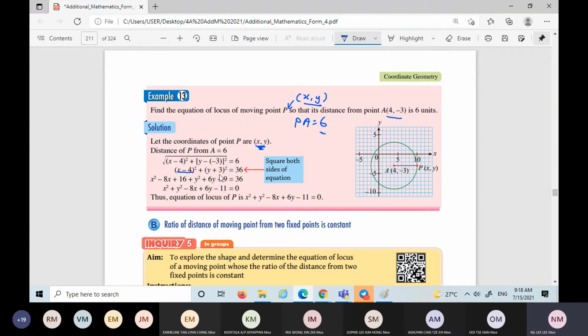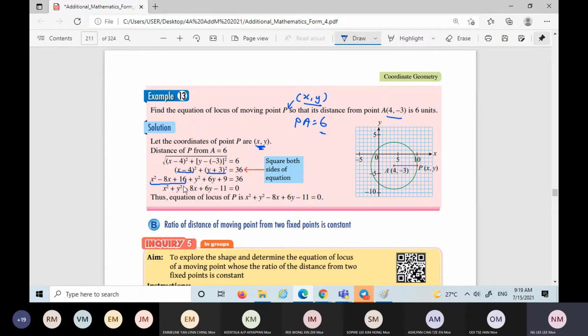After that, this one expands and this one expands. For the expansion of x minus 4, you get x squared, negative 4 times negative 4 is positive 16, then shortcut, negative 4 times x is negative 4x, times 2, negative 8x. So this expansion, you are getting this one. Second expansion, y plus 3, do the same thing: y squared, 3 times 3 is 9, 3 times y is 3y, times 2, 6y.